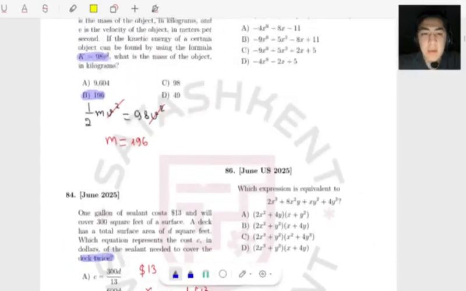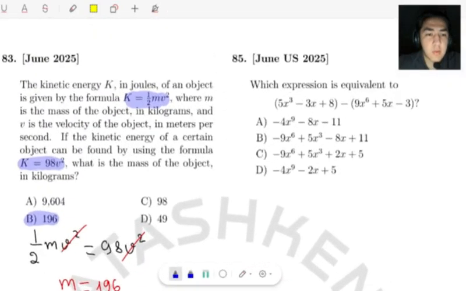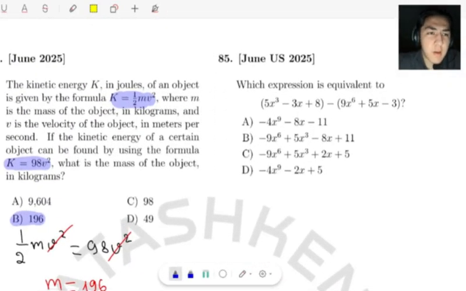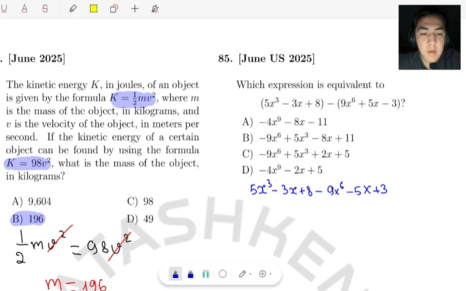85. Which expression is equivalent to this one? Just open the brackets, nothing difficult here, guys. So 5x cubed minus 3x plus 8 minus 9x to the power 6 minus 5x plus 3. And if we simplify it, minus 9x to the power 6 plus 5x cubed minus 8x plus 11. And the answer, as you can see, is B.